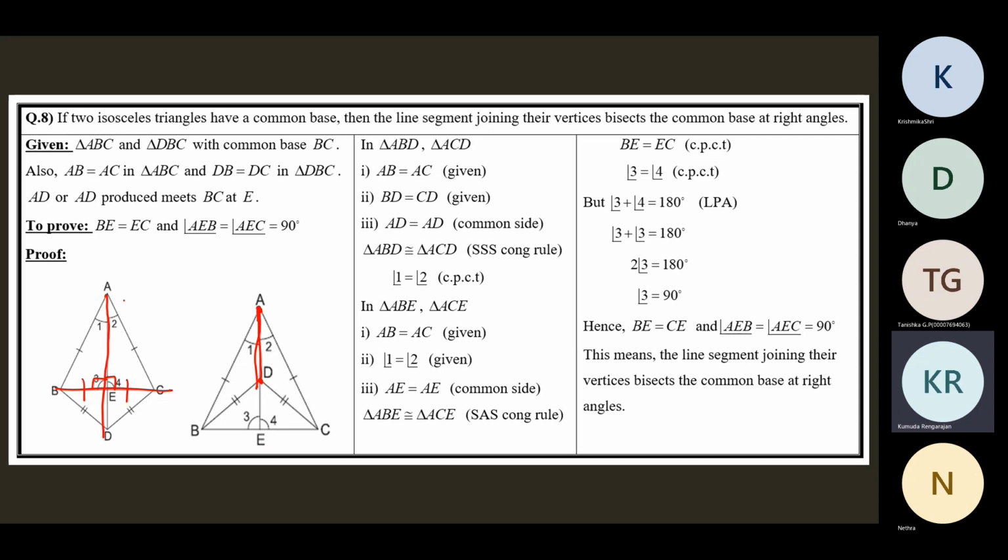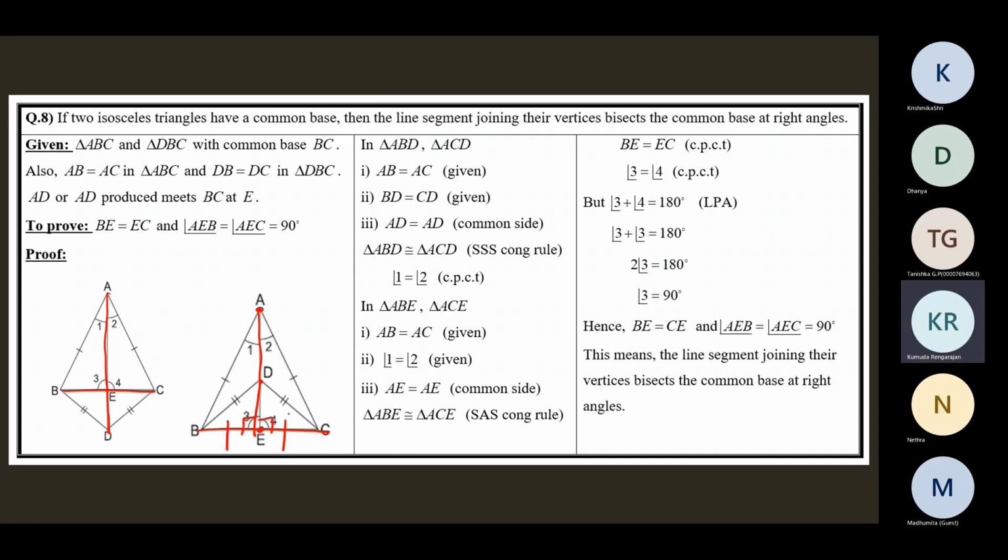So see here, you can see that AD cuts BC. But here, when you join AD, it doesn't meet BC at all. Then how can you prove that BE is equal to EC and angle 3 is equal to angle 4, 90 degrees? So here AD produced meets BC at E. You have to prove that BE is equal to EC and angle 3, angle 4 are equal to 90 degrees. Am I clear, children, with what is given?